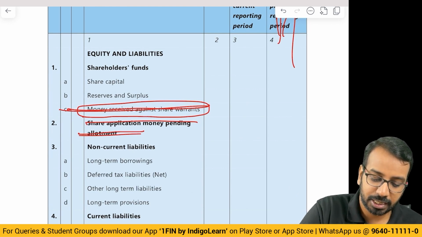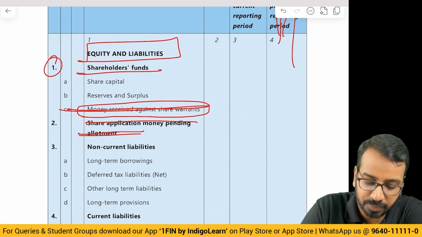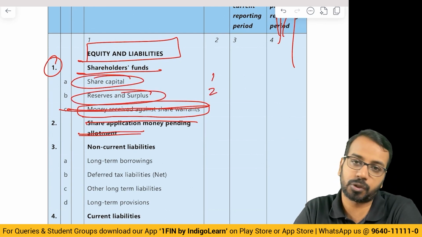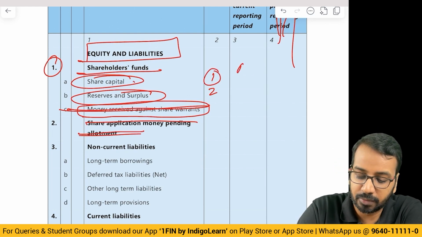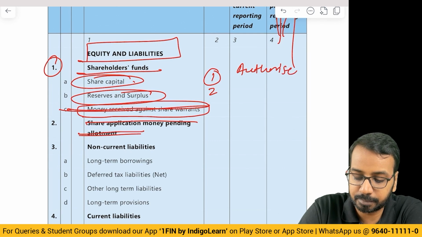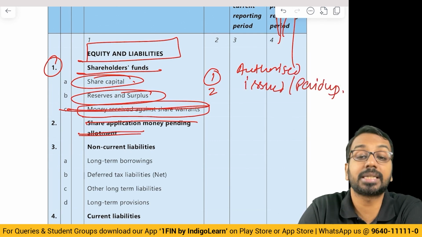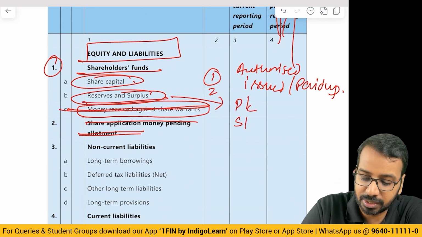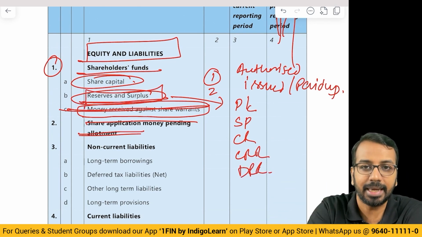So now, in the balance sheet, you will start with equity and liabilities. First item, shareholders' funds, which has share capital and reserves and surplus. This mandatorily should have notes, unless the question says notes are not required. For share capital, you will prepare a note where you will disclose authorized, issued, and paid up capital to the extent information is available. For reserves and surplus, you will give a breakup of P&L, securities premium, capital reserves, capital redemption reserve, debenture redemption reserve, whatever reserves are there. For this you will compulsorily have notes.